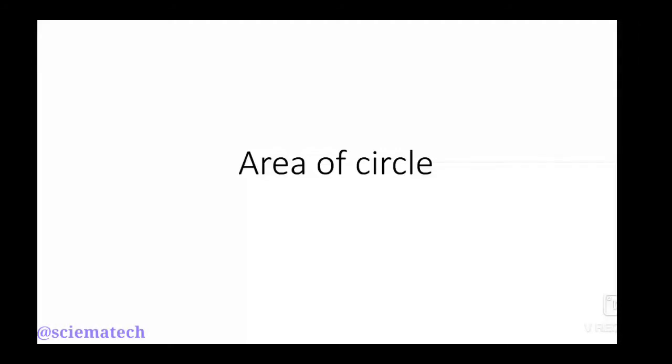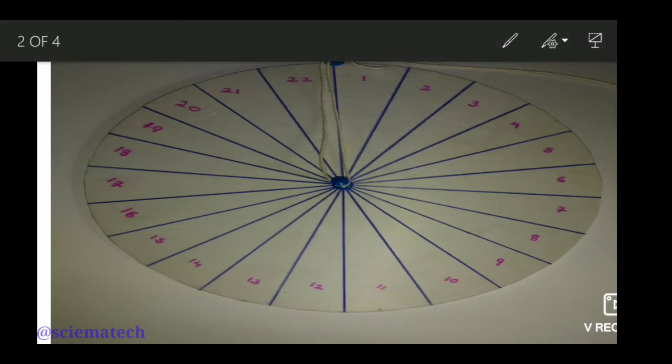Hello everyone. Today we will be studying how to derive the formula for the area of a circle. Okay, so for that we will see a circle. If you divide this circle into 22 equal parts, here you can see 1, 2, 3, 4, 5, 6 as like 22 equal parts. Okay, and then cut it in half.